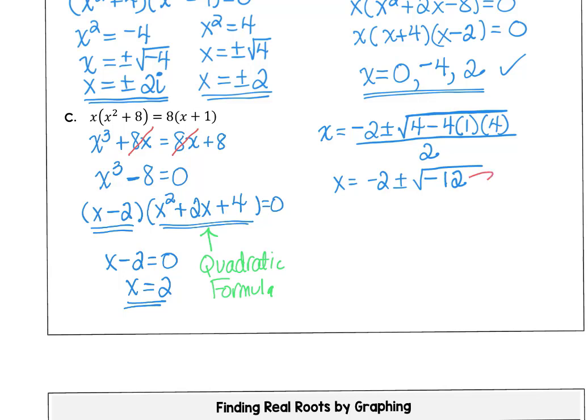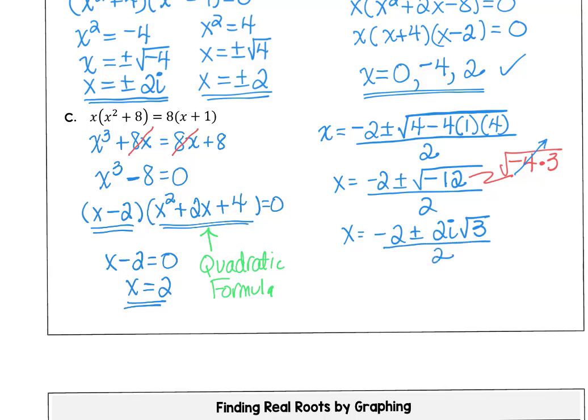So I want to think about negative 12 as a negative 4 times a 3 underneath that square root symbol. And when you think about the square root of negative 4, this is 2i, right? So we already know that's 2i. So 2i. And the square root of 3 stays behind.